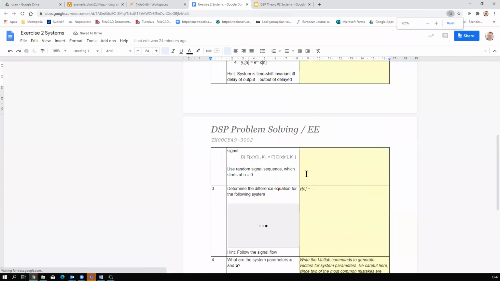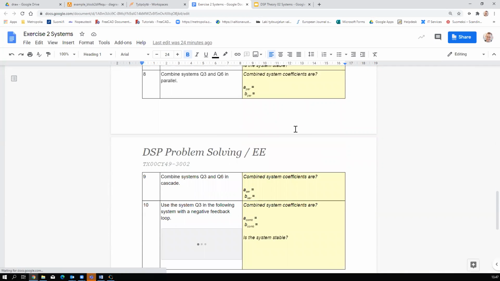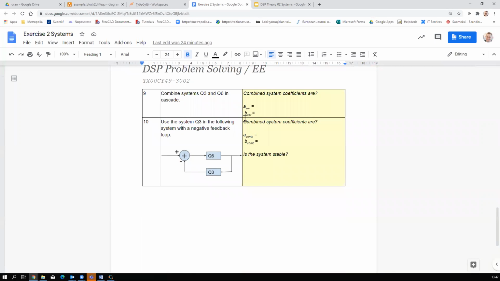like this problem with how this cascaded system, is it stable or not? To analyze if a system is stable, you need to be able to calculate the zeros and poles, especially poles. Are the poles inside of the unit circle or outside of the unit circle? And that defines if the system is stable or not.